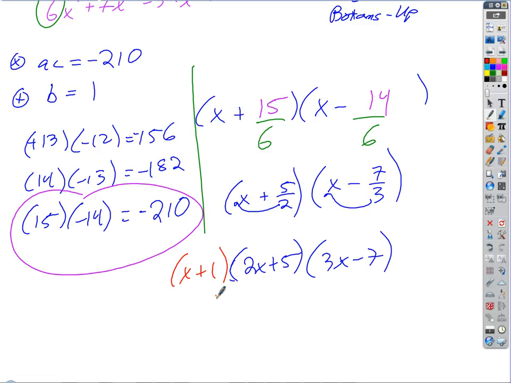How would we have known that bottoms up didn't work? We couldn't get magic numbers, right? Does that make sense? If we couldn't find magic numbers that multiplied to AC and added to B, then bottoms up would fail, right? There's one other way to do this.